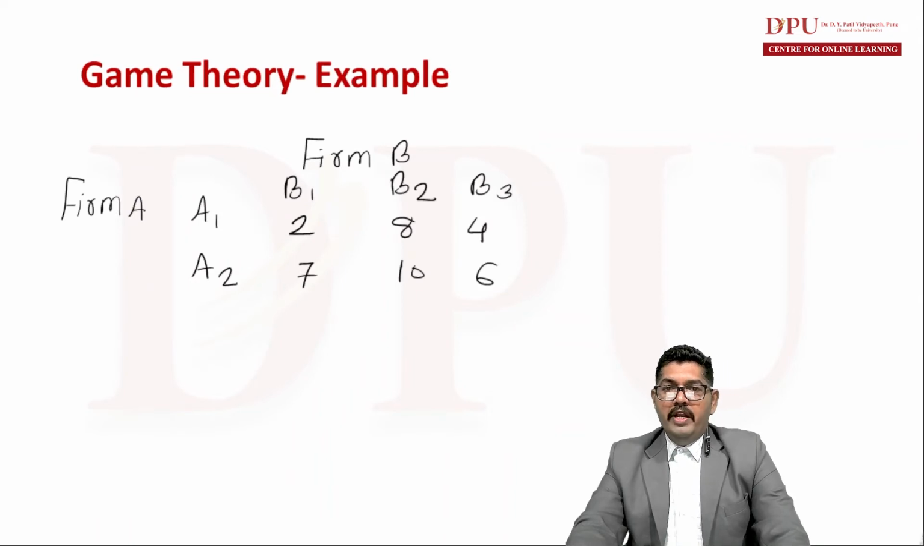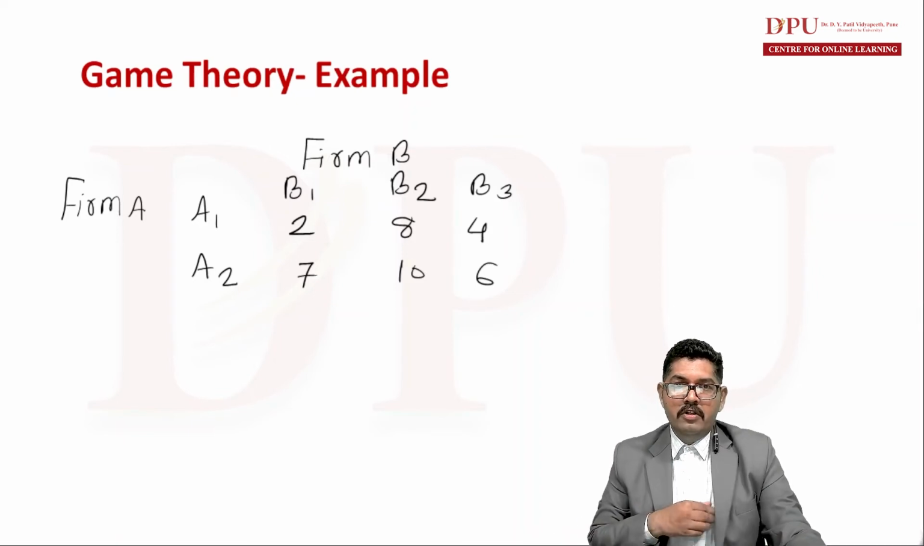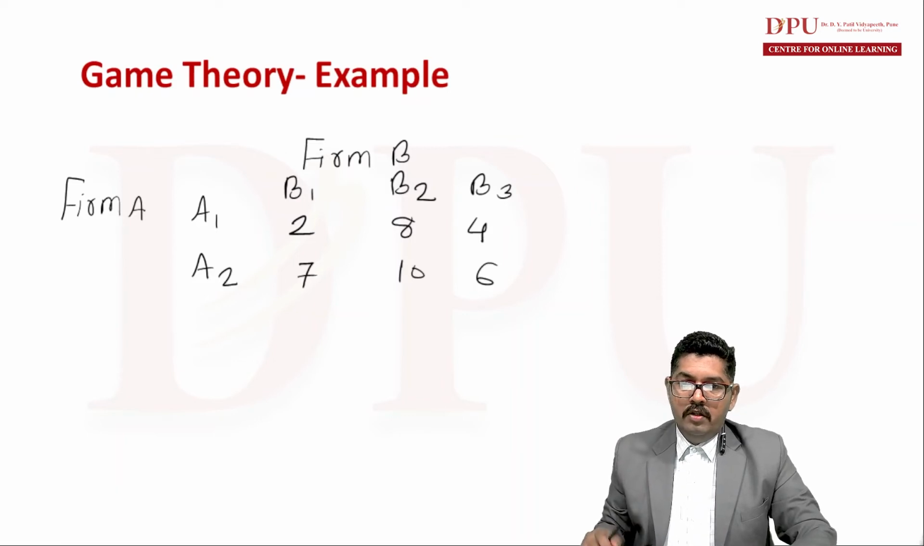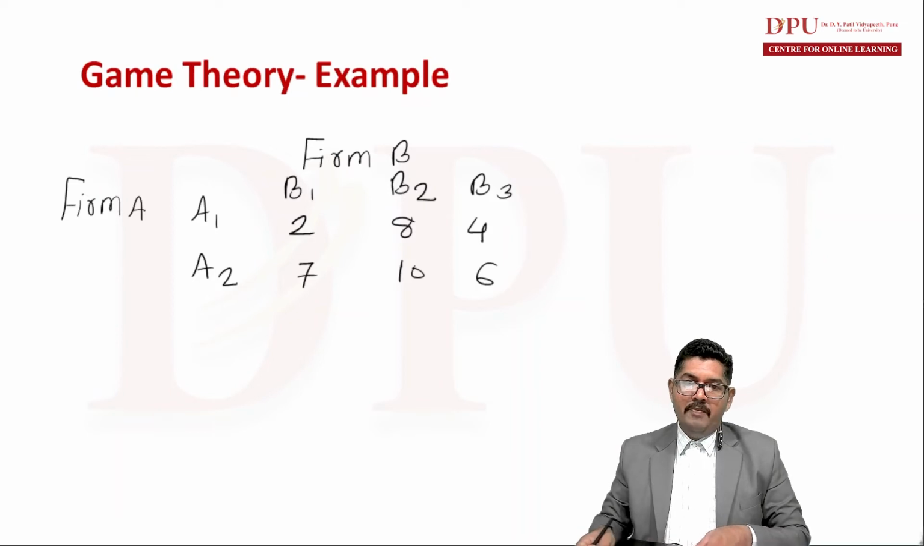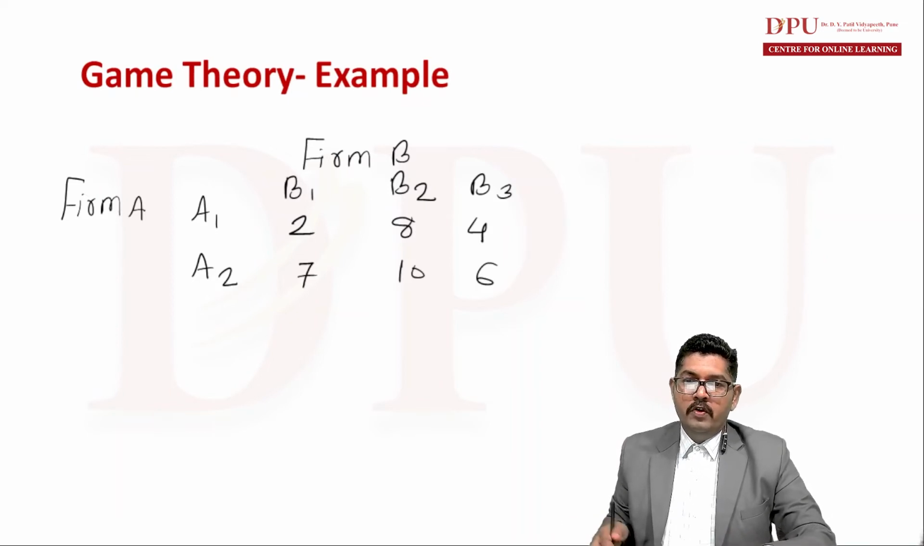So we have an example of a game here. Let us try to solve this game. First of all, we have to try to find out the saddle point. So how do we find out the saddle point? Basically, we calculate maximin and minimax to find the saddle point. So what we do, we find out the row minima.